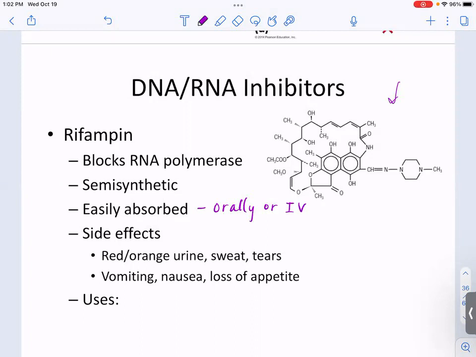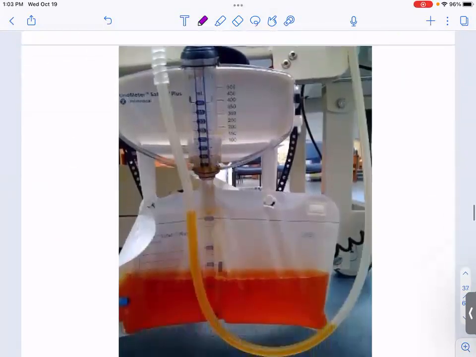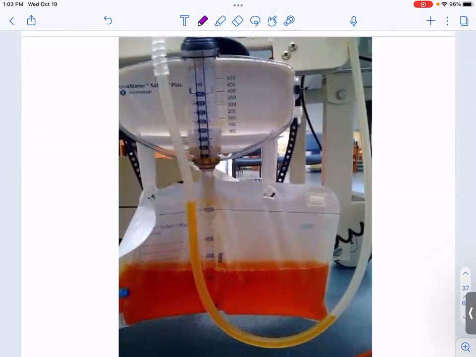This drug has kind of the very interesting side effect of turning bodily fluids kind of a reddish orange color. That's just because the drug itself is that color. So again, it's sort of an uncomfortable looking side effect, but it doesn't really have any problems associated with it. There's a catheter bag of somebody that's on rifampin in a hospital. So again, it's not really a problem. It's just kind of weird looking.